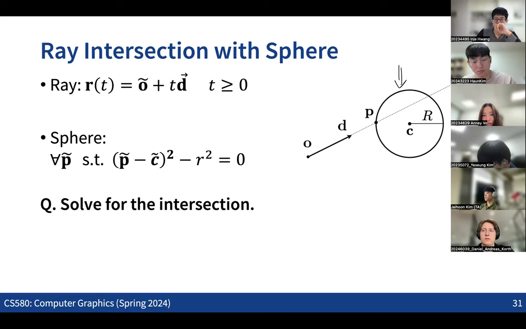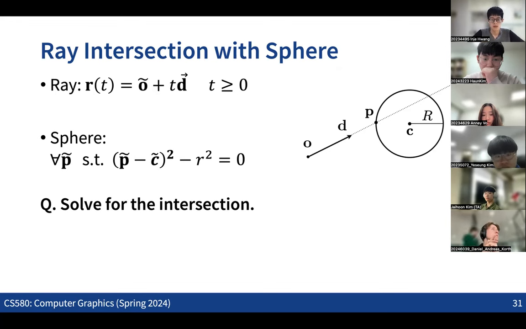The case I mentioned at the very beginning of the lecture, having the Gaussian spread, is actually representing each point as an ellipsoid, which is slightly more complicated than this. But let's think about the simple case where we have a set of points, but each point is not just a point but has some volume, which can be represented as a sphere. If we have the ray and the sphere, how can we find the first intersection point? Let's work on this.